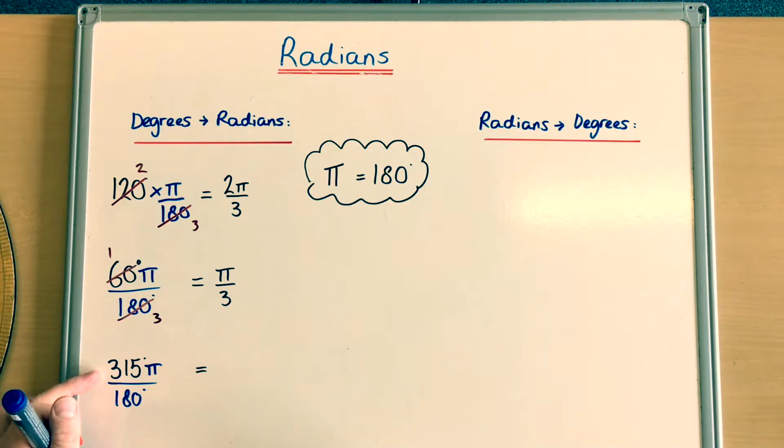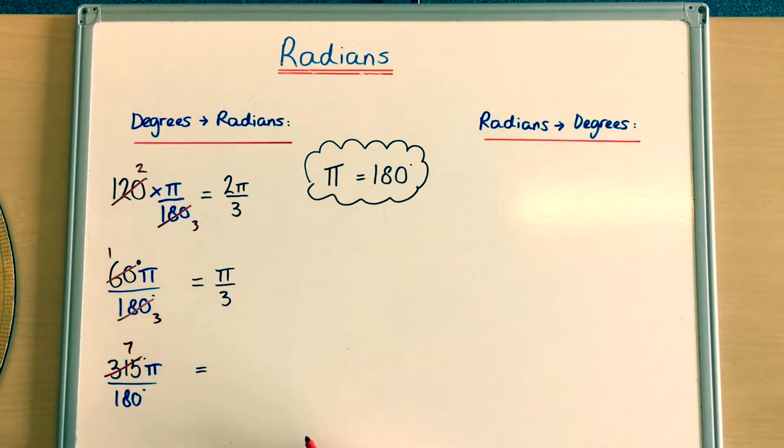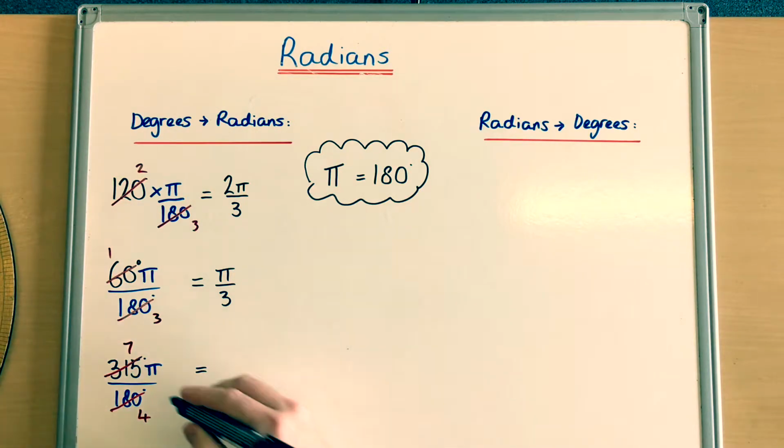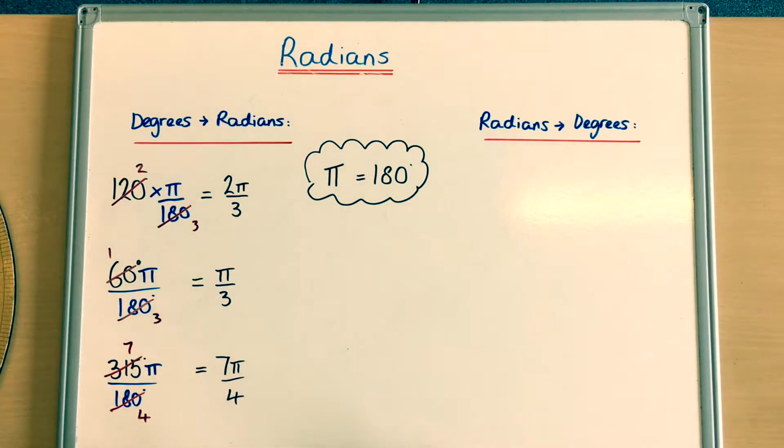So how many 45s go into 315? Well, 45, 90, 135, 180, 225, 270, 315. So that's 7 times. And how many times does 45 go into 180? That's 4 times. So it leaves me with an angle of 7 pi over 4.